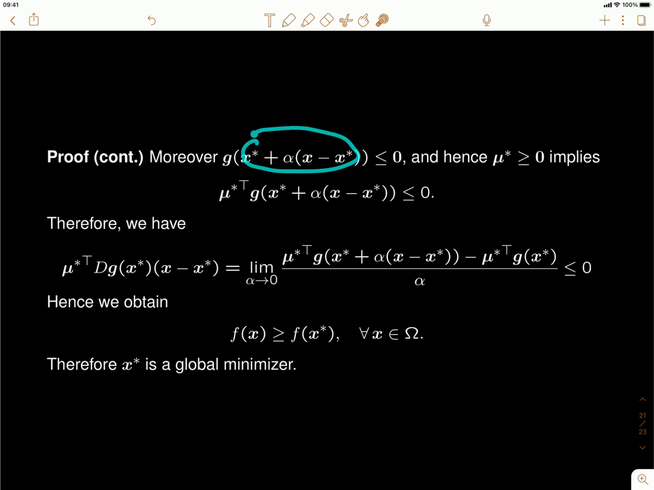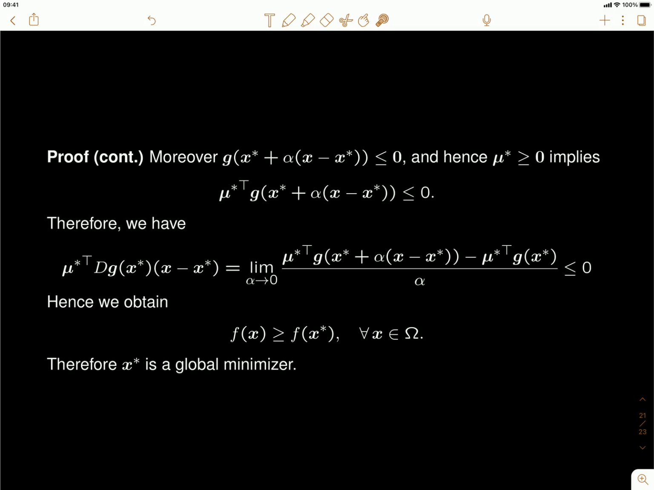Since it's in omega, g of this point must be less than or equal to 0. That's a requirement for the points in omega. And because mu star is greater than or equal to 0, it's a non-negative vector. So you have a non-positive vector here and a non-negative vector here, and when you multiply them together, the inner product gives us a number less than or equal to 0.